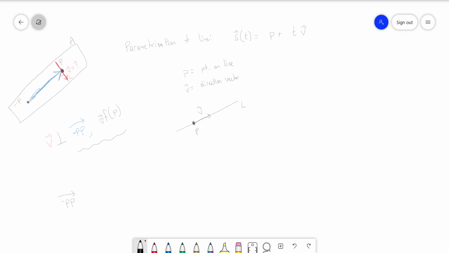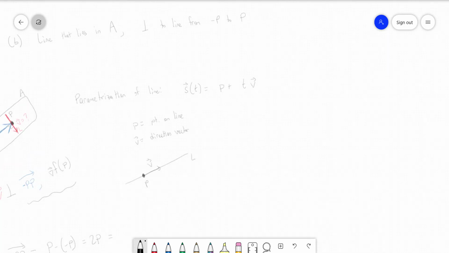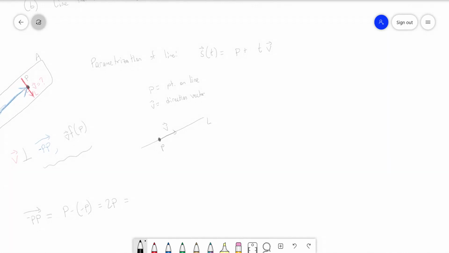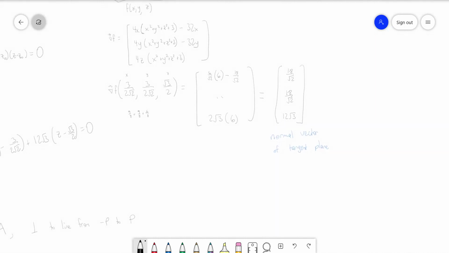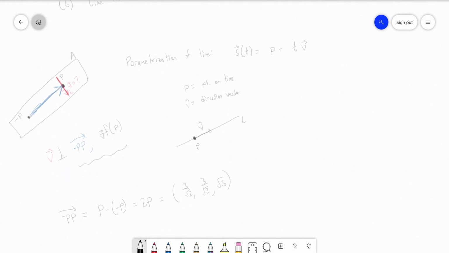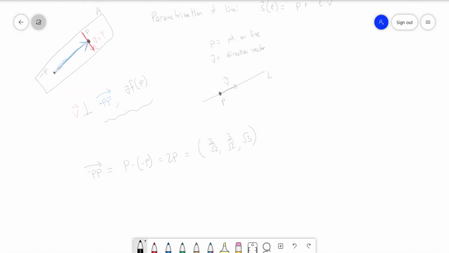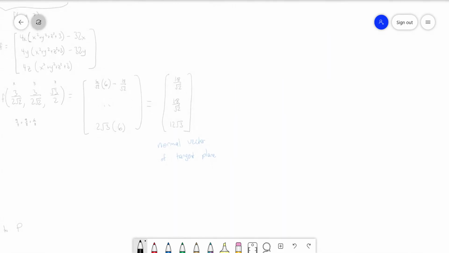So let's do that real quickly. First, the vector connecting from one point to another point, you can compute it by taking the final point minus the initial point. So 2P would be 3 over root 2, 3 over root 2, and root 3. Just take P and multiply it by 2, and that's how I got that. And then the gradient, which we found earlier, was this guy over here. I'm just going to copy it down real quickly for reference.